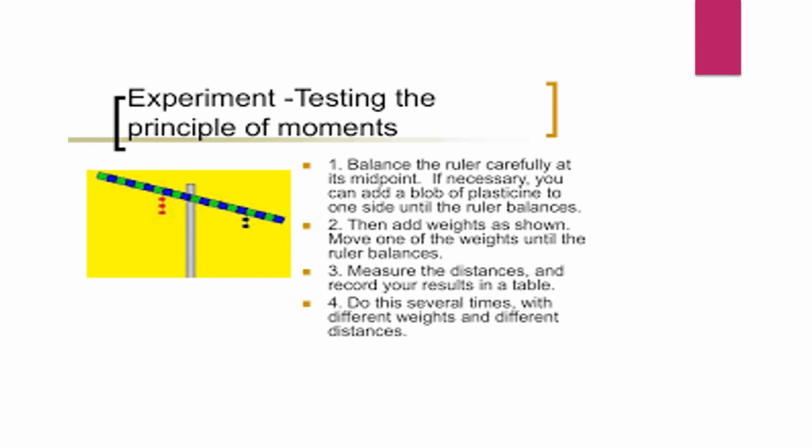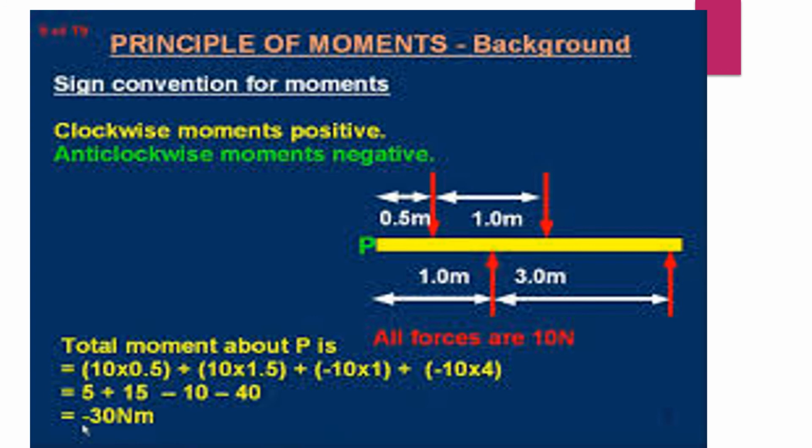Move one of the weights until the ruler balances. Measure the distance and record your results in a table. Do this several times with different weights and different distances. This is practical work which you are going to do at your home, so please do it. Then after that, send me your results and tell me what you got from this experiment. Okay, so here we have the principle of moments.